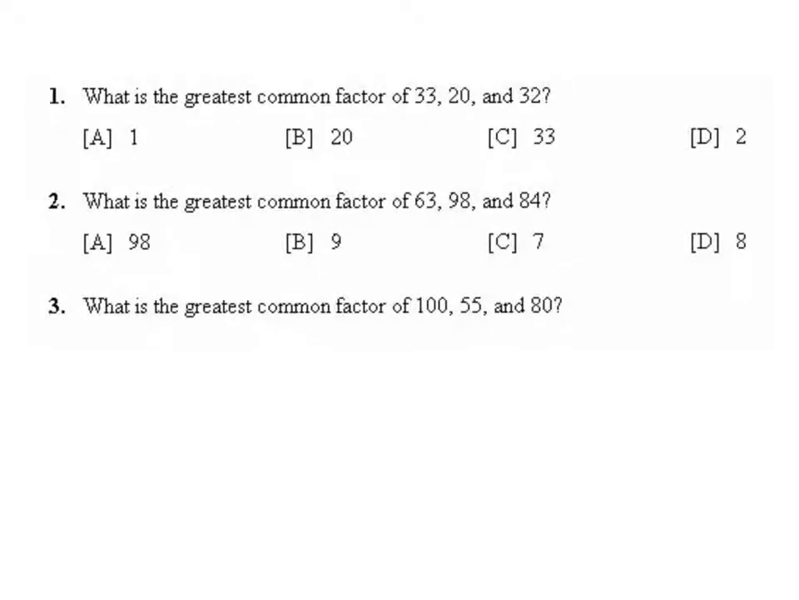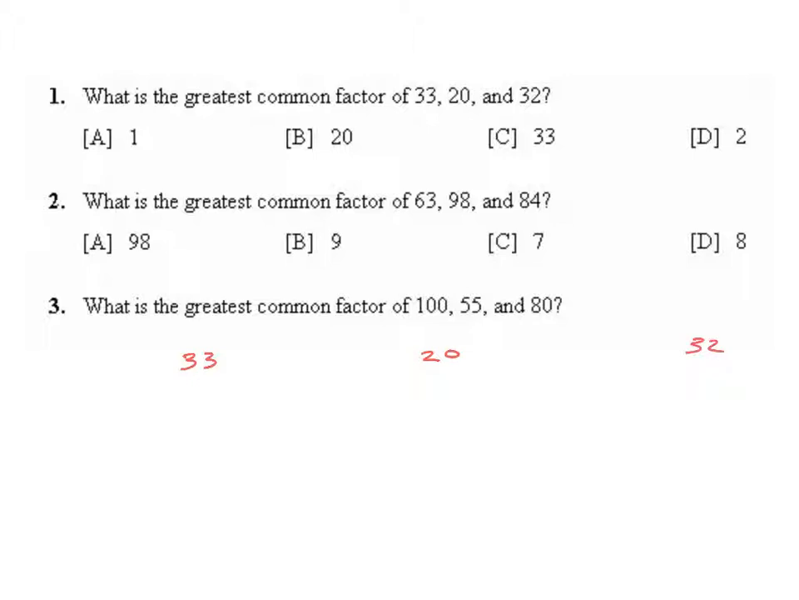In this video, I'm going to show you some examples of how to find the greatest common factor of three different numbers. Remember that the greatest common factor, or GCF, is the biggest number that goes into all three numbers, the largest factor of all three numbers. Question 1 says the greatest common factor of 33, 20, and 32.